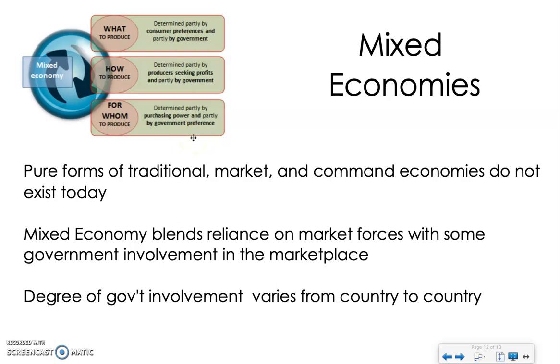So remember, all economic systems have to answer those three basic questions. What should be produced? How should it be produced? And how should it be distributed to the public? Governments today use traditional market, command, and mixed economies to answer these questions.